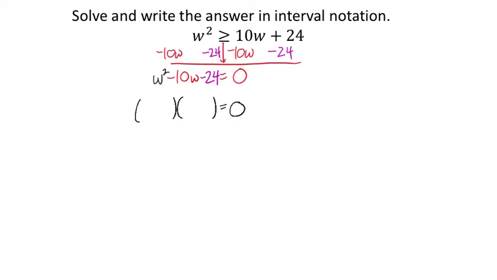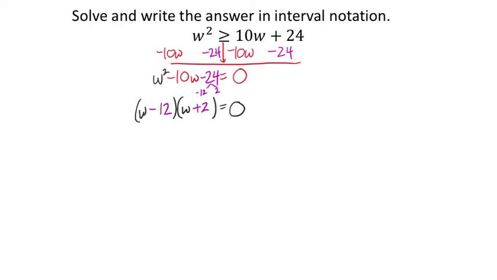So let's see, 24, these would be w's. And then my -24, two values that add up to -10, 6 and 4. Nope, that's not going to work. 12 and 2. Okay, the 12 would be negative, the 2 positive. So I get w minus 12 times w plus 2.